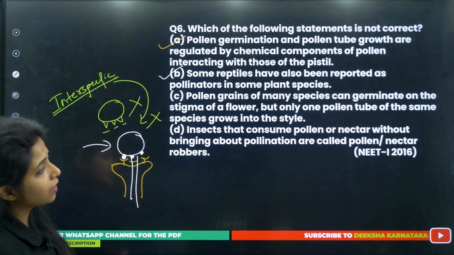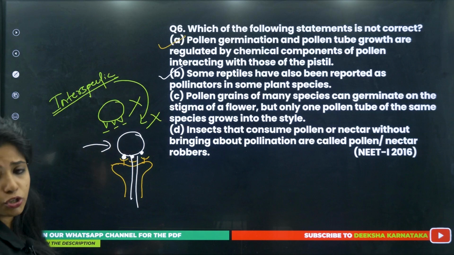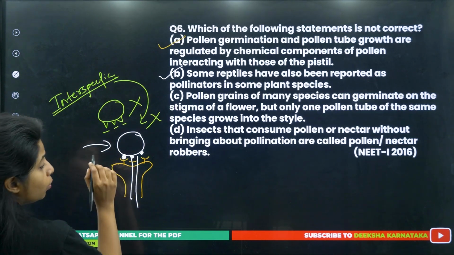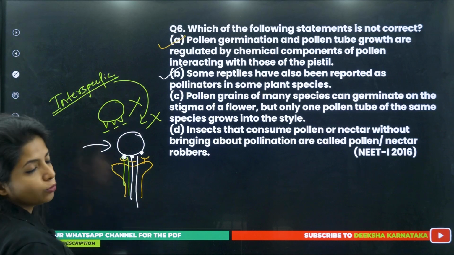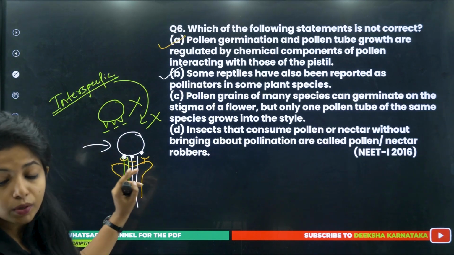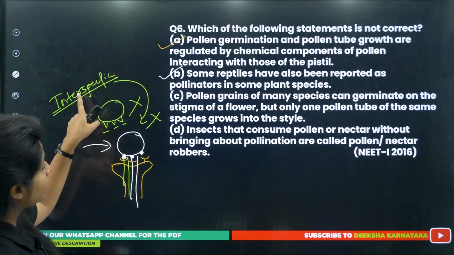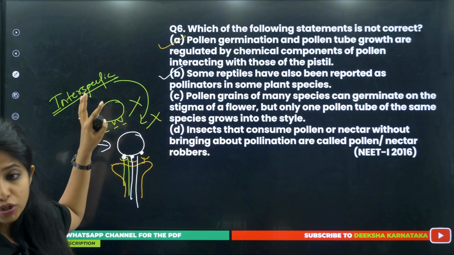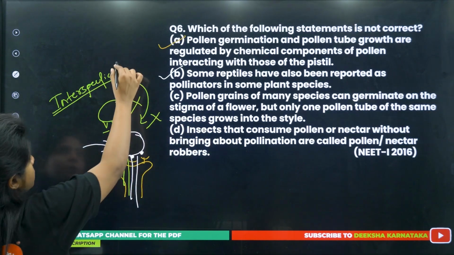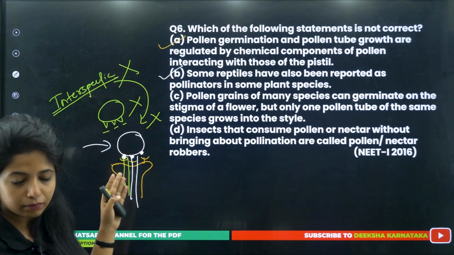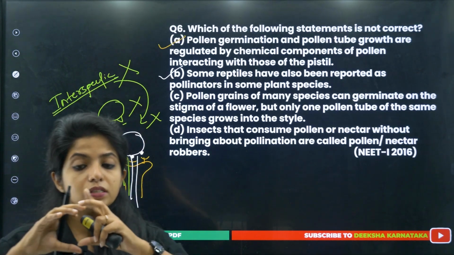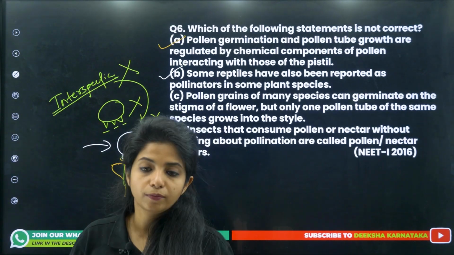And now the second statement that they have put, only one pollen tube of the same species can grow. It's not like that. Not only one pollen tube. If you get more pollens, there will be multiple pollen tubes as well of the same species I'm talking. The same species. So first statement is wrong. First thing, that many species can germinate. No. Interspecific germination is not possible. Interspecific pollination is possible, but the pollen grain won't germinate and form the pollen tube.